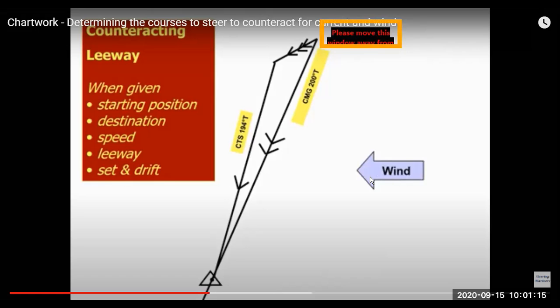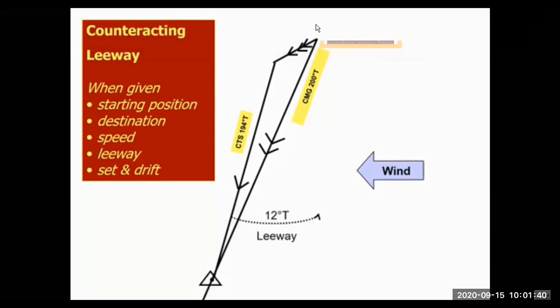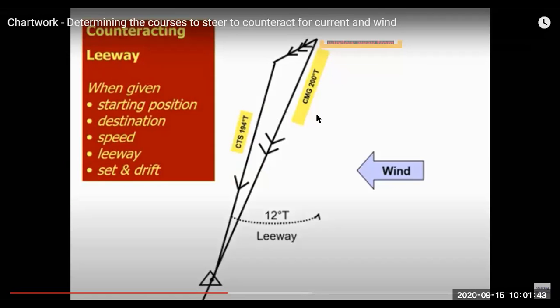Now we see the effect of wind, that is leeway. So wind is coming from the east and going towards the west. So wind is always coming from the east. So easterly wind. So leeway here, suppose, is 12 degrees. So the wind is pushing you this side. We will put the course this side so that we land up on the same course.